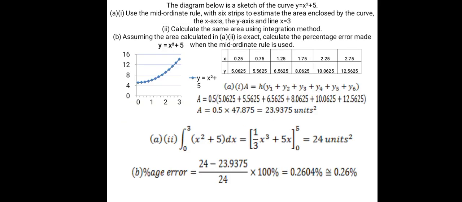The diagram below is a sketch of the curve y = x² + 5. A1. Use the mid-ordinate rule with 6 strips to estimate the area enclosed by the curve, the x-axis, the y-axis, and the line x = 3. 2. Calculate the same area using the integration method. B. Assuming the area calculated in A2 is exact, calculate the percentage error made when the mid-ordinate rule is used.